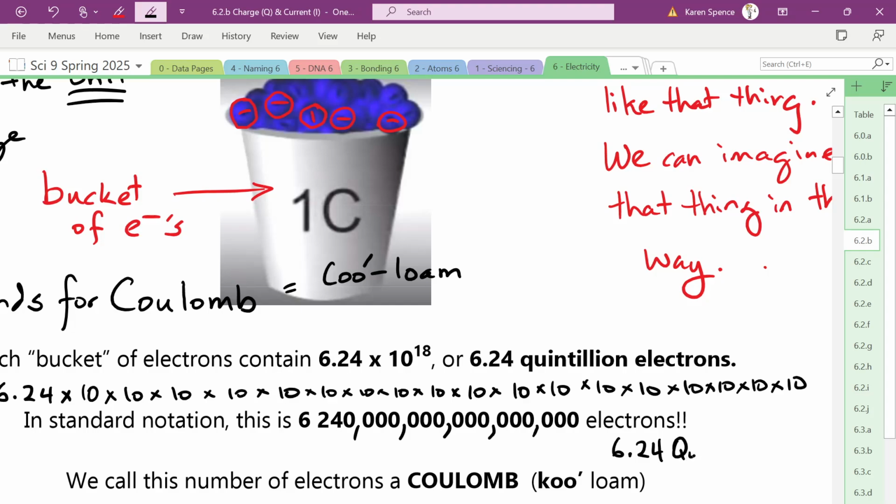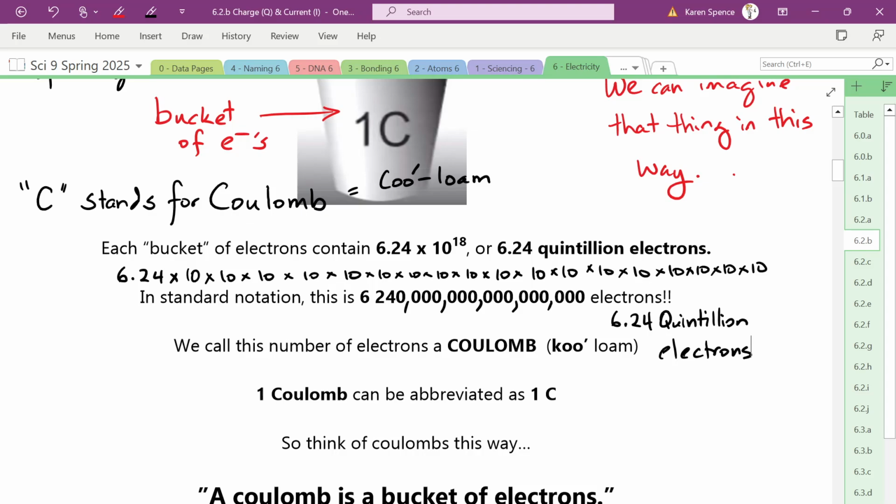6.24 quintillion electrons. That's a whole heap load of electrons. Can anyone envision how many that is? Can anyone picture that? No, I can't either, which is why we're going to envision it as a bucket of electrons. And there's just lots of electrons in there. Okay? So our bucket of electrons contains a whole heck of electrons.